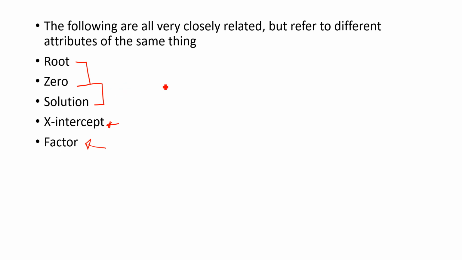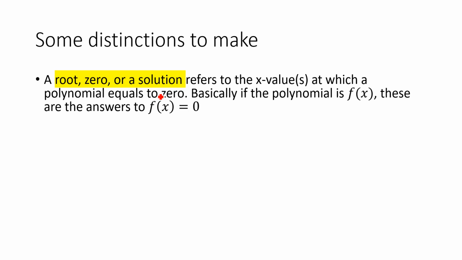But yeah, let's go ahead and see. So, some distinctions to make. A root, a zero, or a solution refers to the x value at which a polynomial equals 0. So basically, if you have a function f of x and you set it equal to 0, whatever values of x you need to plug in to make that function equal to 0, those are your roots, zeros, and solutions.